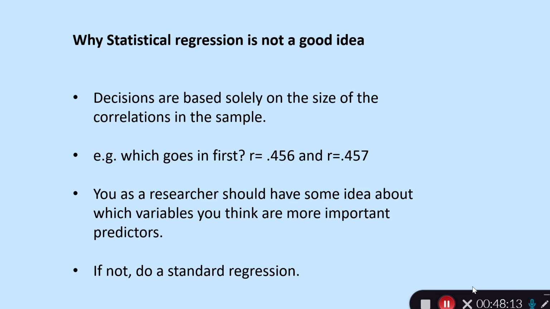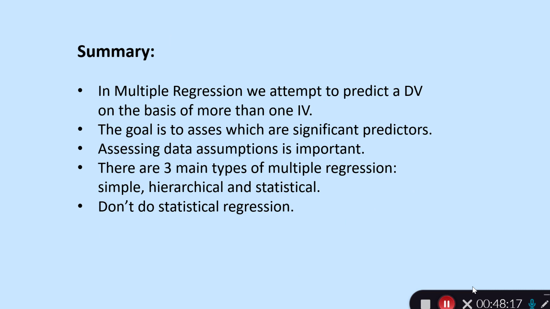Okay, I think we're nearly finished here. So, in summary, we use multiple regression in an attempt to predict scores on a dependent variable on the basis of more than one independent variable. So we've got multiple independent variables, multiple predictors, and we're looking to assess which are significant predictors. And we might find we have a good model, and when we look, not all of them are significant predictors.